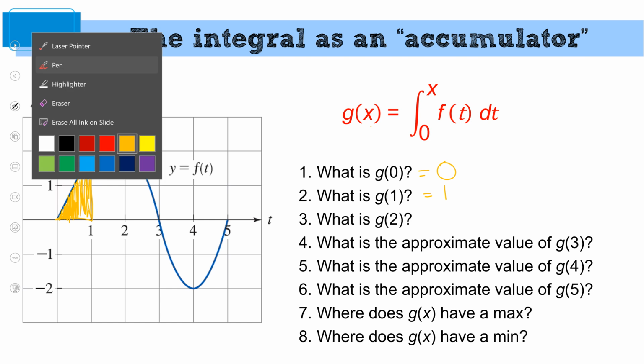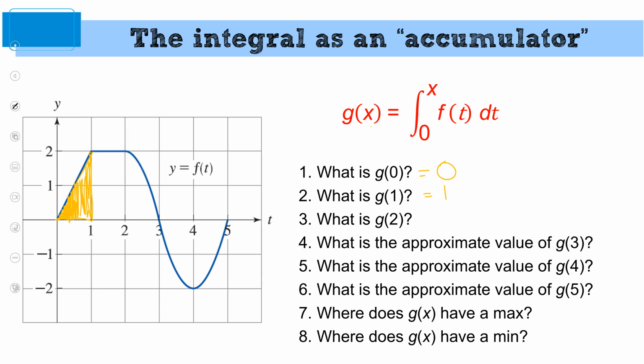Let me change colors here. Purple. What's g of 2? How much? 3. Why? Because you're adding 2, which is the rectangle, plus 1, which is the triangle. Okay. Any problems? Beautiful.